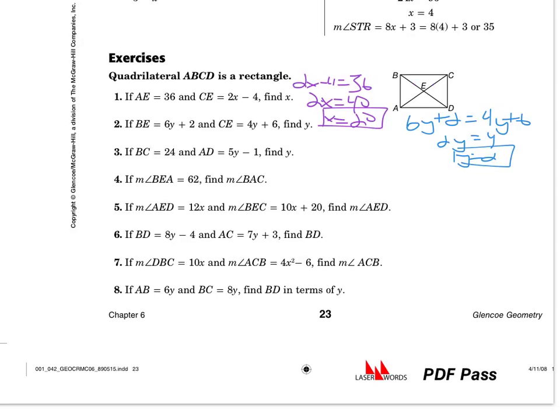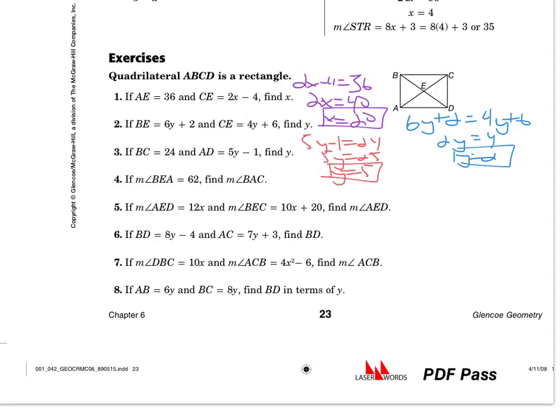And number 3, okay, we've got BC and AD, right? Clearly opposite sides are congruent, well, also parallel, but congruent because it's a parallelogram, so we know that we can set up this equation 5y minus 1 equals 24, 5y equals 25, and y equals 5. Okay, we're going to get a little bit tougher now. We're working with the angles, and then the last two are kind of challenge problems.